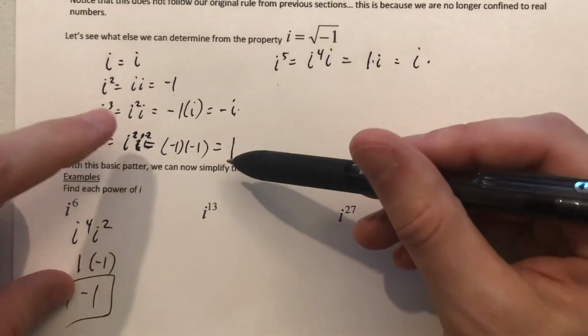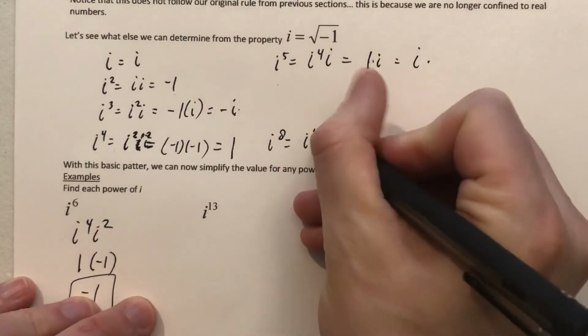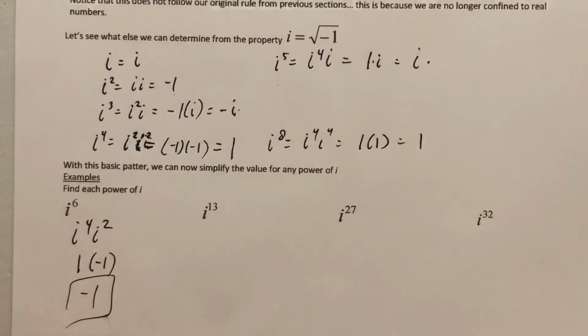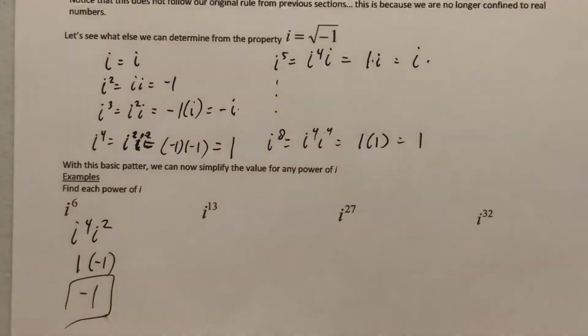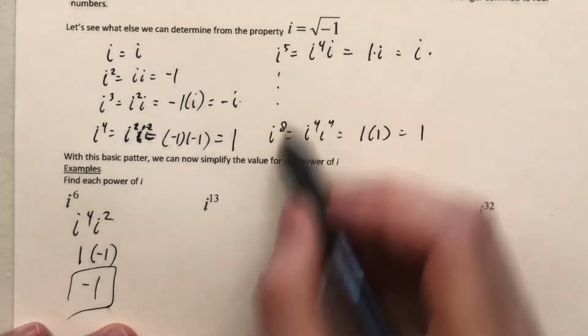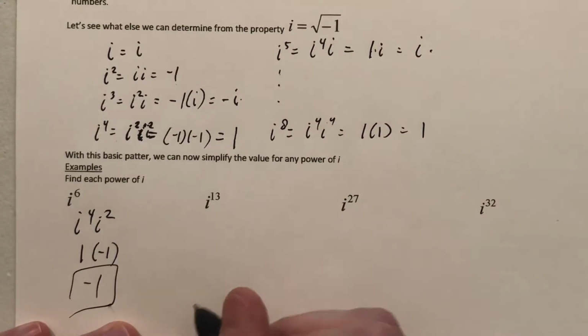Because again, i to the 8th would be 2 groups of 4, right? It wouldn't matter how many groups of 4 there are, because it's just a 1 times a 1, that's still a 1. So this pattern just keeps repeating itself every 4 i's, essentially. So what that means is, for these different questions, you don't need to walk through this entire path every time. You just say, i to the 13th.